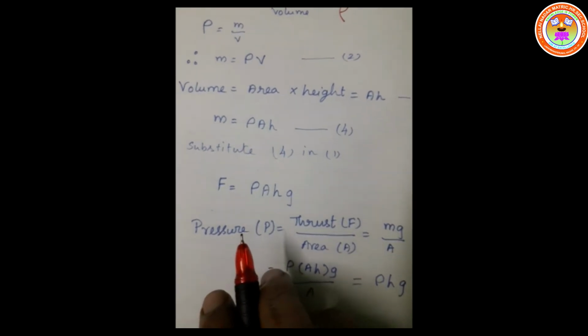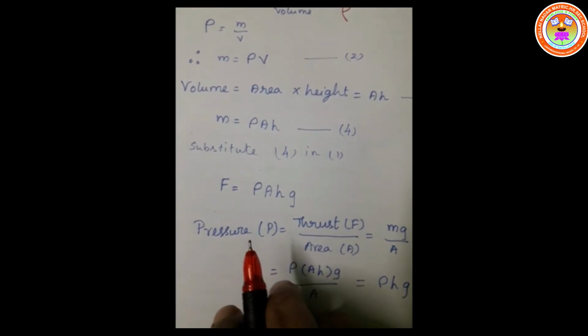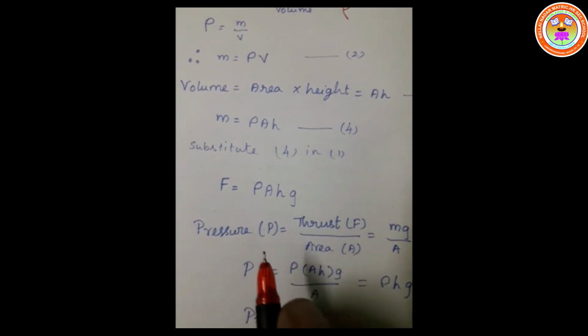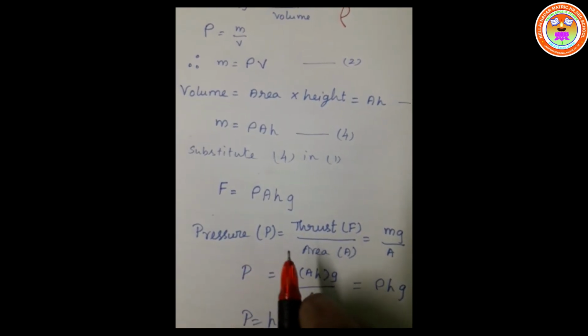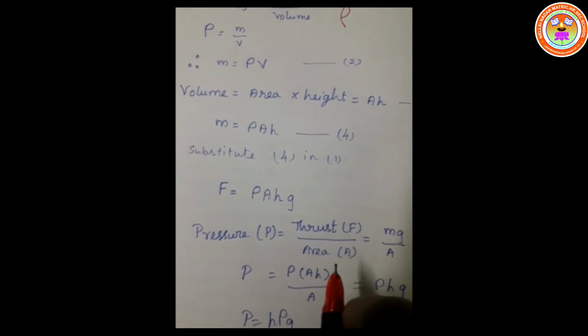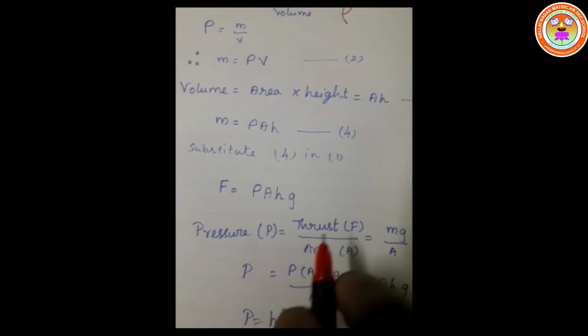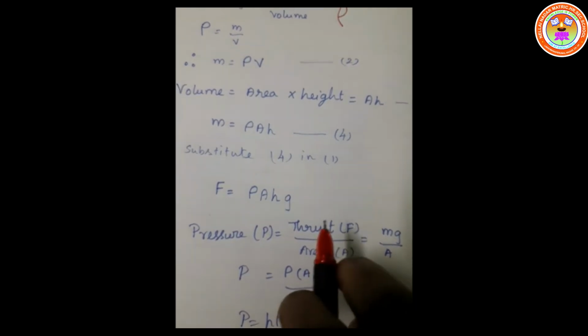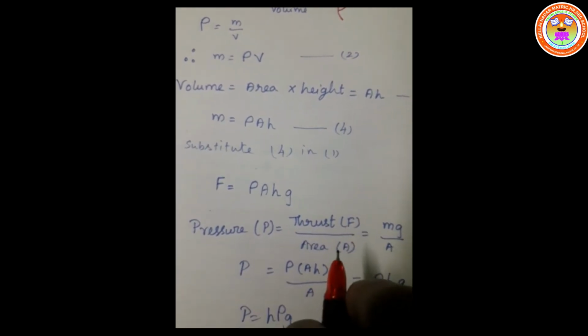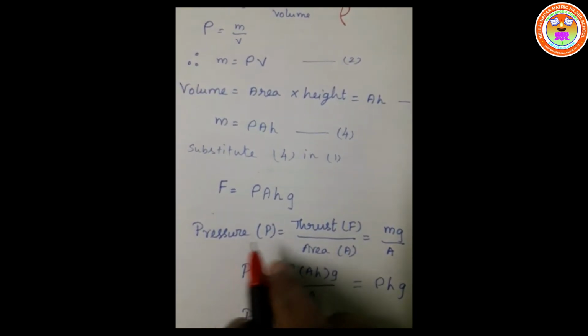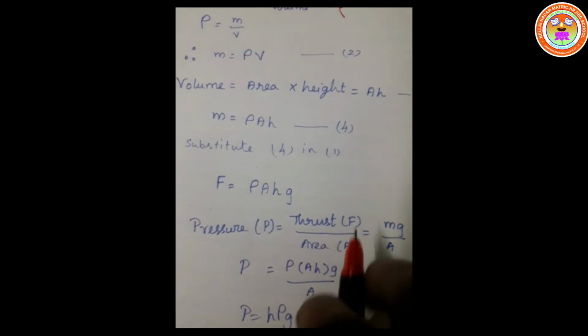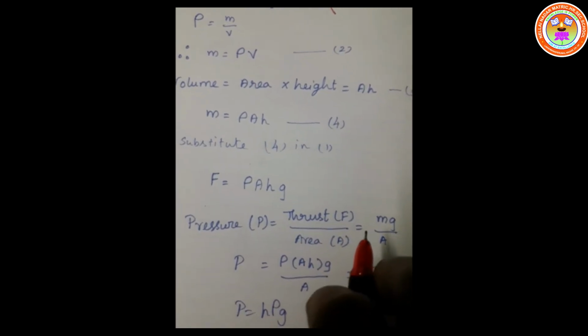Already we know, from the very beginning we discussed the formula for pressure. Pressure is equal to thrust per area. Thrust is nothing but force. So what are the symbols here? Pressure capital P, thrust F, area A.